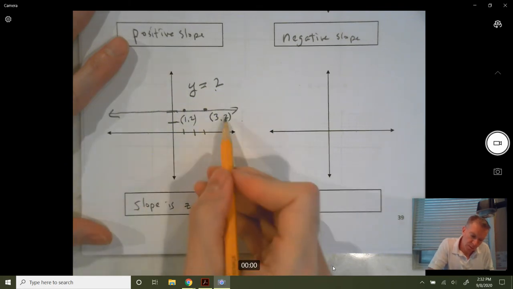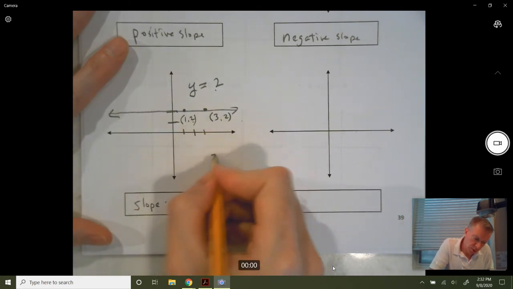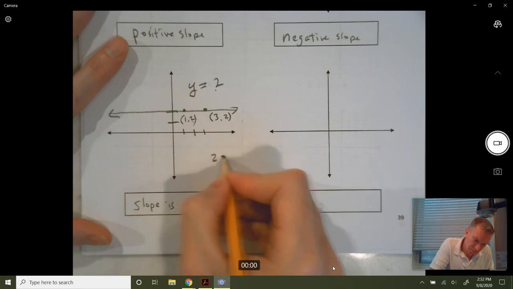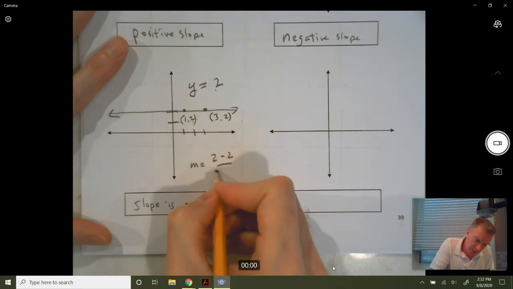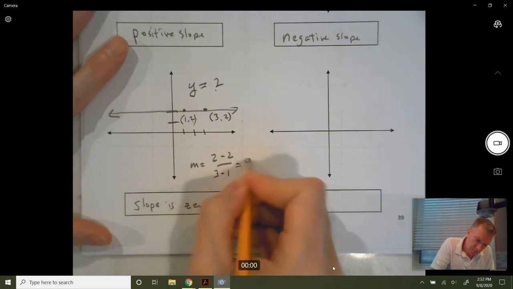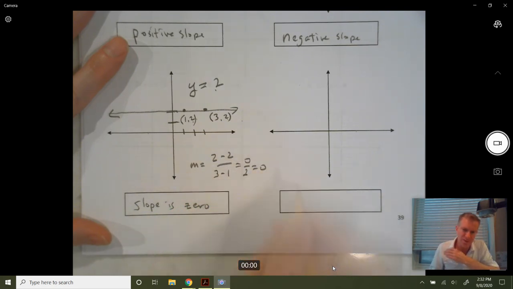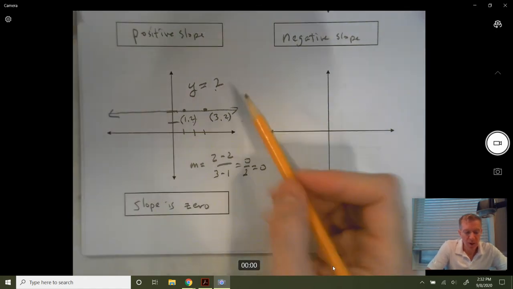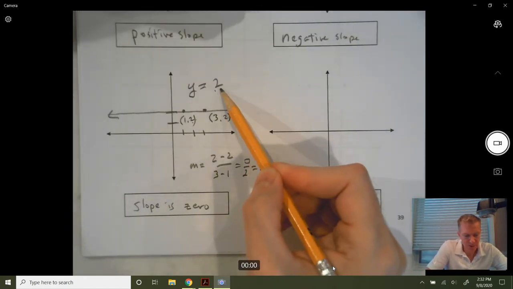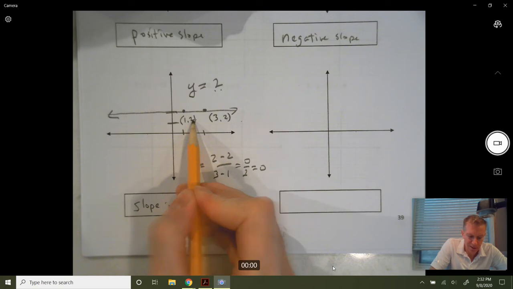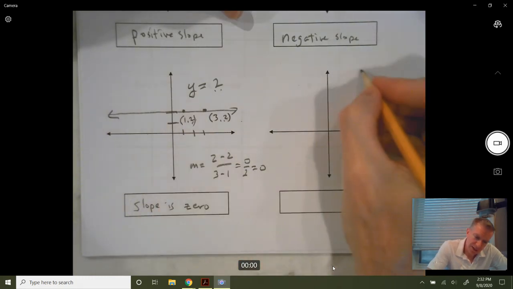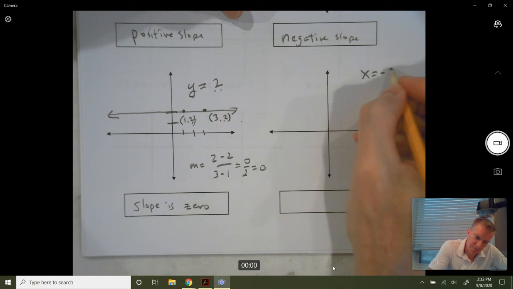Your change in y would be 2 minus 2. Change in x would be 3 minus 1. So you get 0 over 2, which is 0. The slope is 0. And if you think about y equals 2, that's a fitting name for this line because every point on this line is going to have a y value of 2. So we simply call the line y equals 2. Okay. Now, if your x is a constant, let's say x equals negative 5.